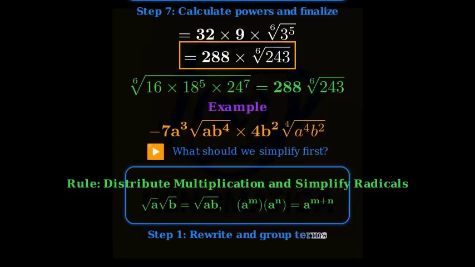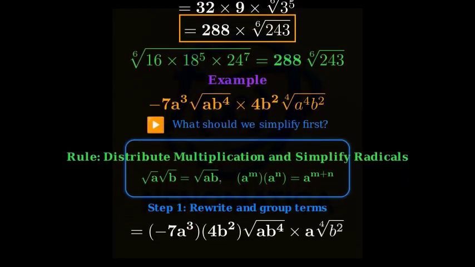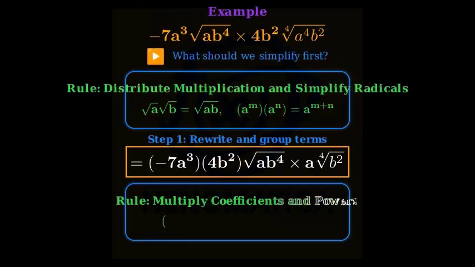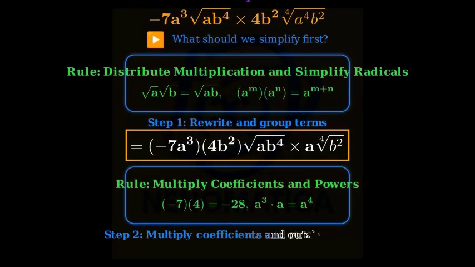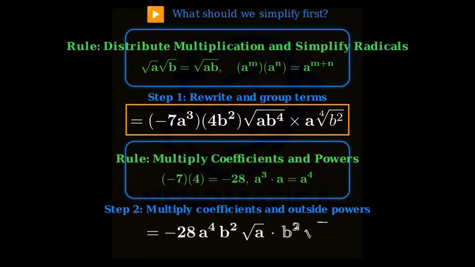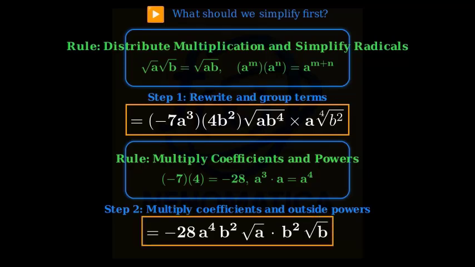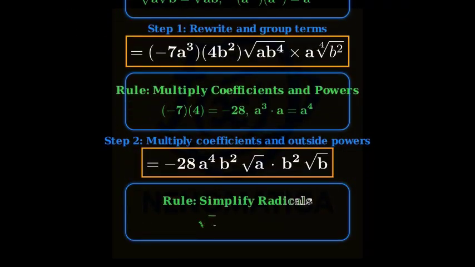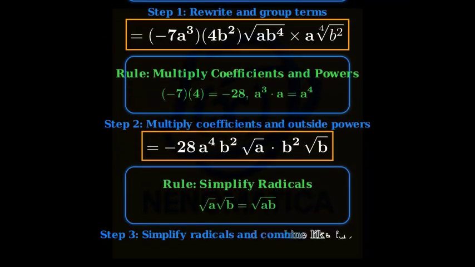The square root of b to the 4 is b squared, and the 4th root of b squared is b to the 1/2. That is the square root of b, multiply outside factors. Now combine the b powers and merge the 2 square roots into one. Answer: negative 28a to the 4b to the 4 times the square root of ab.